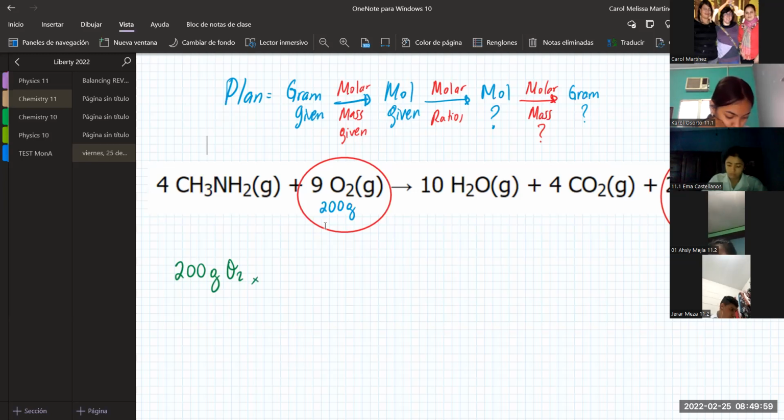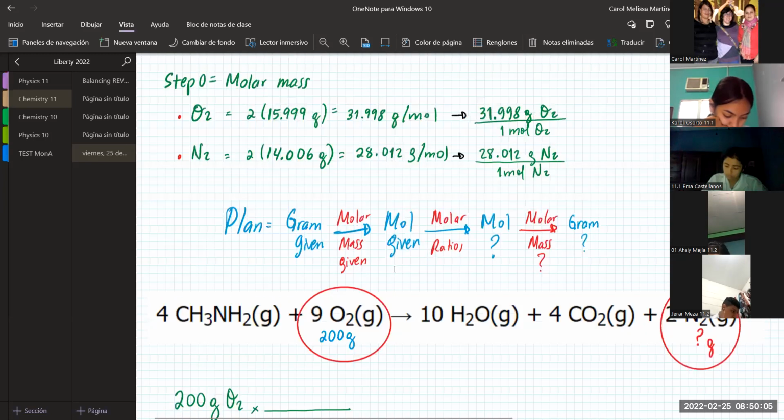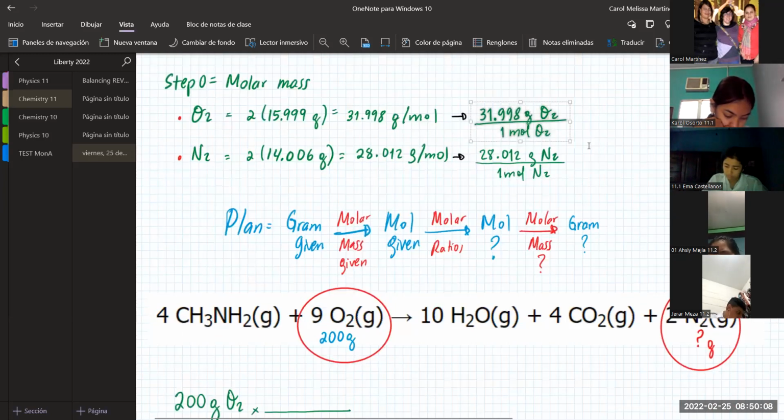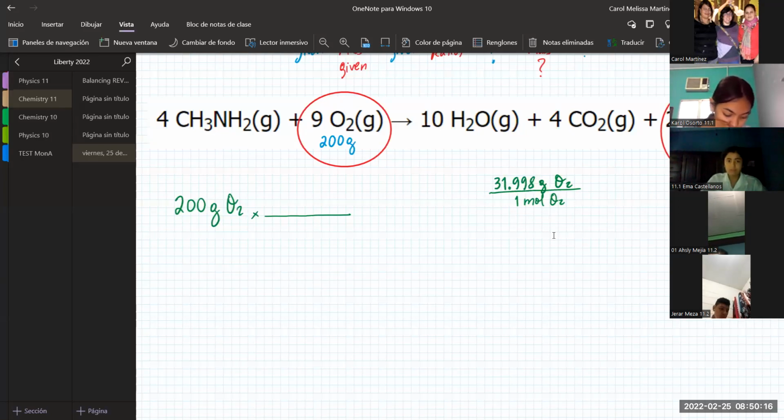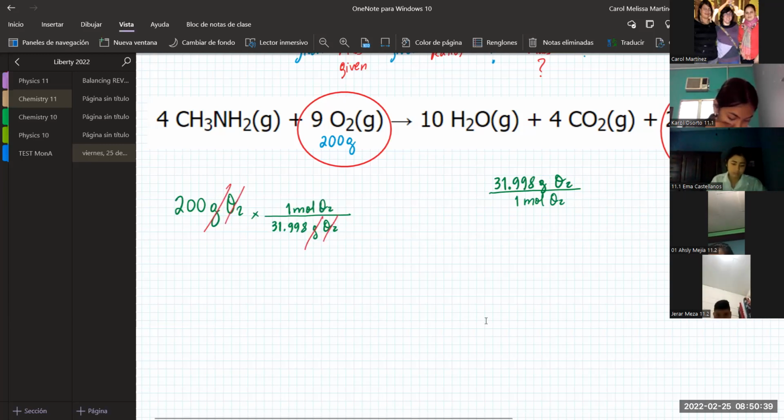And then I use my first conversion factor. That is molar mass of the given. How do I write the molar mass of the given? This one, how do I write it? Like this or in the reciprocal form? The reciprocal form. The grams down and above the moles of oxygen. Make sure you get cancelled grams, oxygen and oxygen. And we next continue with the other step.